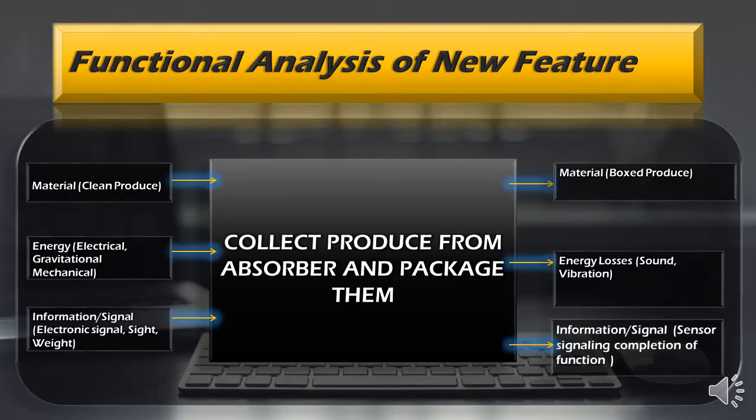As can be seen, the process is identical to the original rotary packing table, but looking at the output material, the produce is now being self-packaged into boxes ready for distribution. So revising the procedure: 1. Energize the system. 2. Continuously collect clean produce from the water absorber. And 3. Transport produce into boxes or bags or crates.